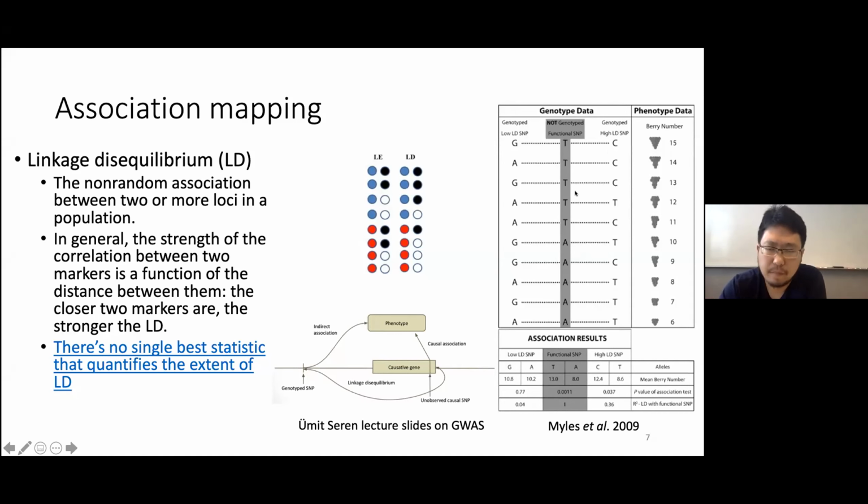And this is how we utilize the phenomenon LD to conduct association mapping. There are multiple statistics to characterize the LD in the population, and there's no single best statistic.